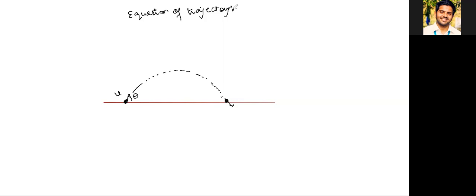Everyone, have you drawn the diagram? Please draw the diagram first. y is equal to x tan theta times of 1 minus x by R. y is equal to x tan theta times of 1 minus x by R. This is the equation of a trajectory of a ground to ground projectile. Very important. Ground to ground projectile.